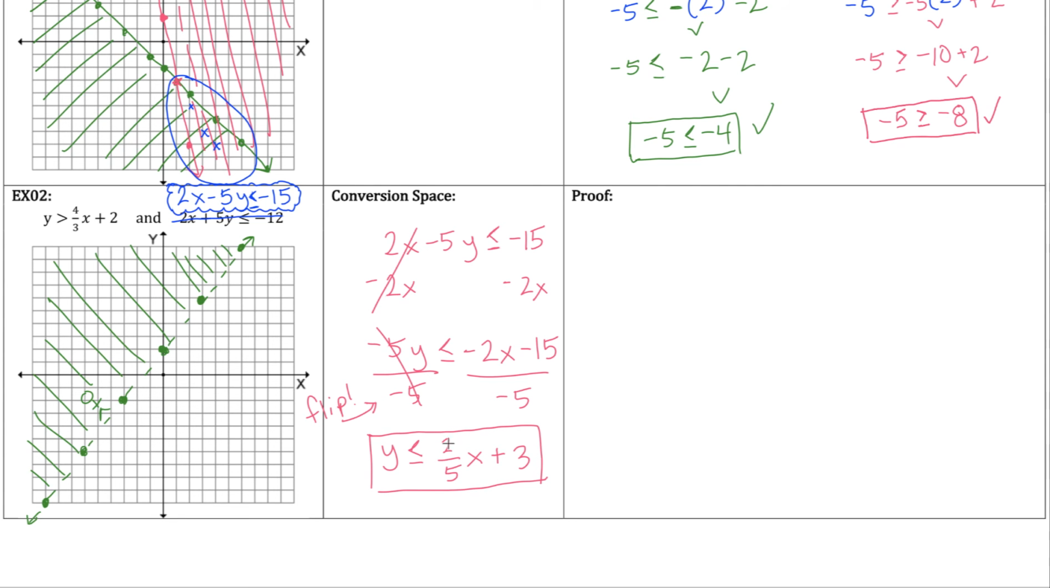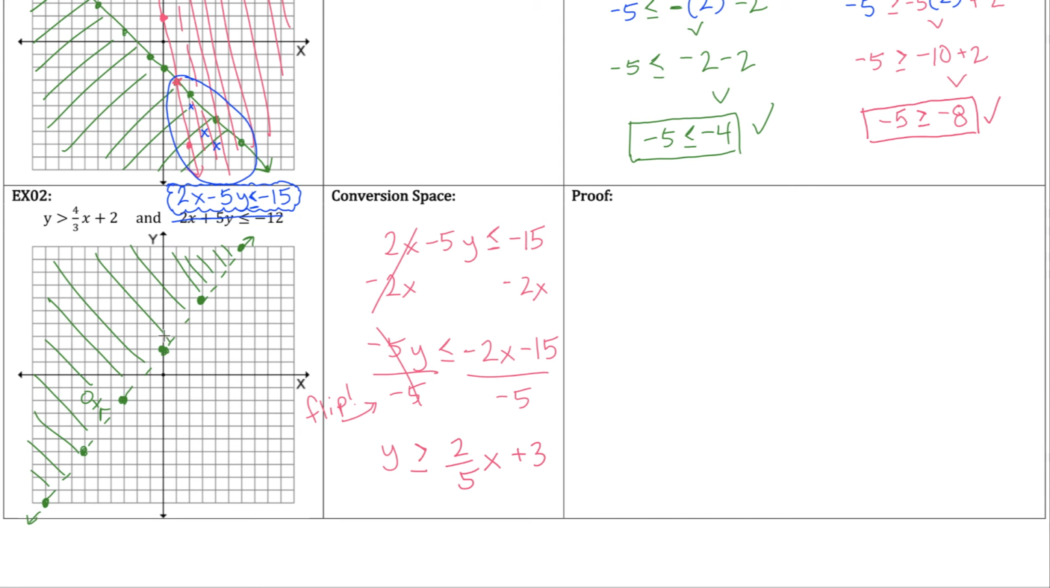Oops, you know what I caught? I said to flip this sign right here, right? But I never flipped it. So I'm going to go back and change this. It should say y is greater than or equal to negative over negative is a positive. Okay, so this one should work.